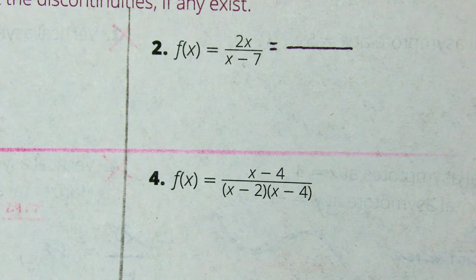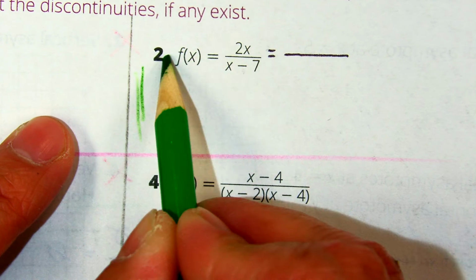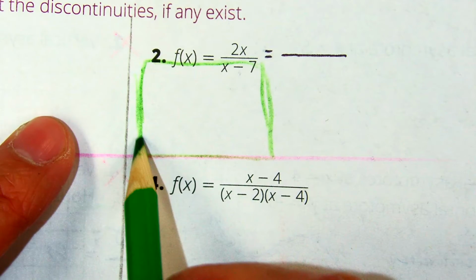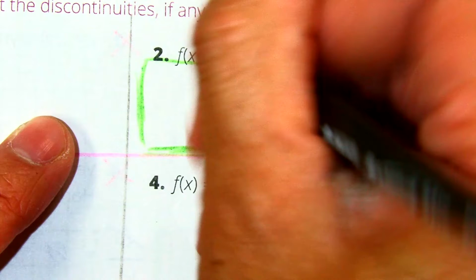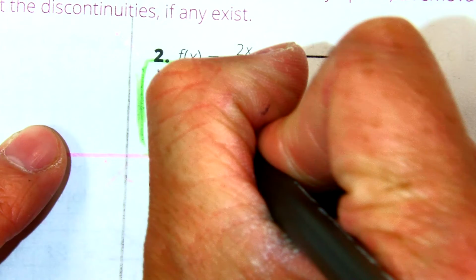Angel C, what's the next step? Step number 3. Set to 0. Set what equal to 0? Yeah, because you have something in the bottom of the fraction, we now have a vertical asymptote. We're going to set x minus 7 not equal to 0.